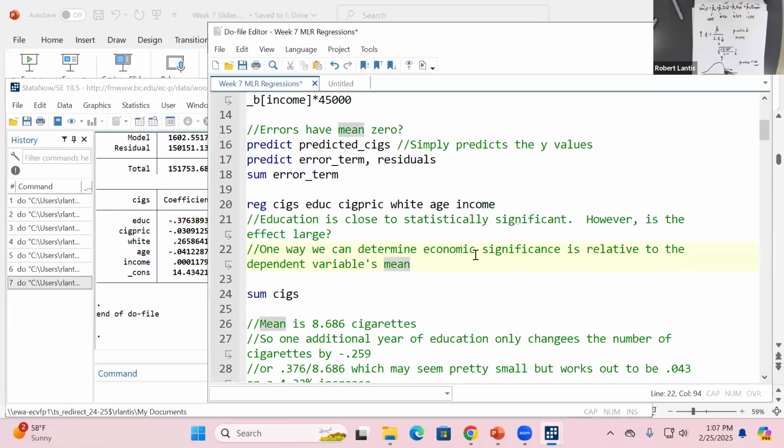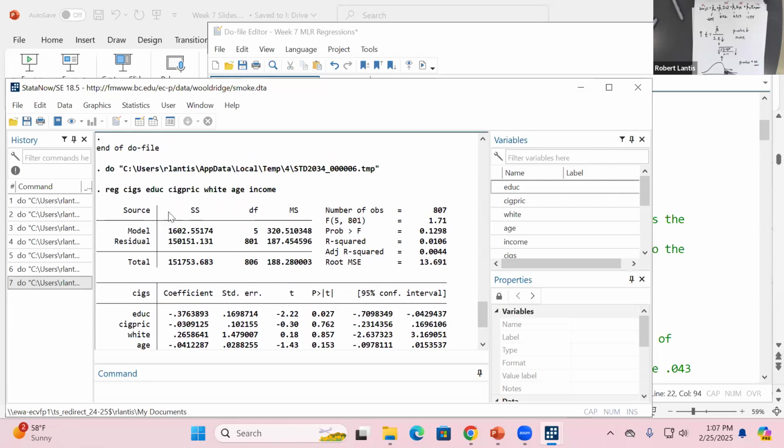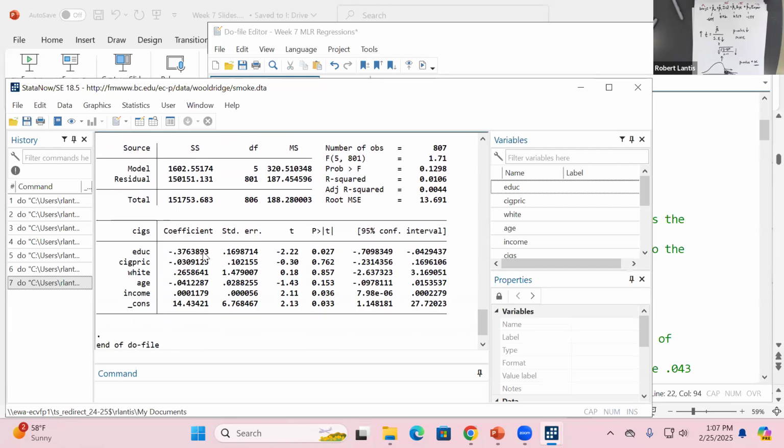A little bit of an aside, but once again, I'm trying to incorporate some exam review here, going back and reviewing some things. So that effective education is negative 0.37, right? I can't remember if the cigarette use is weekly or monthly, but whatever it is, it's going down by 0.37 cigarettes for every year of education. Is that a large effect? Well, what's the average cigarette use here?